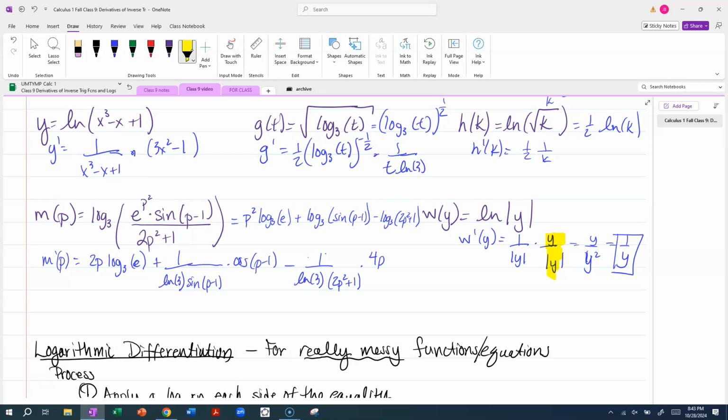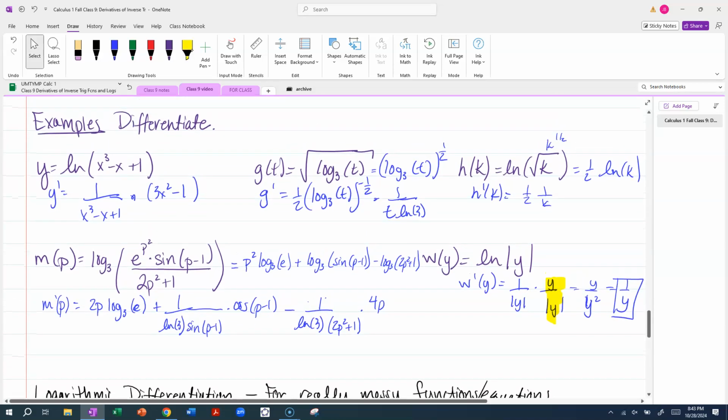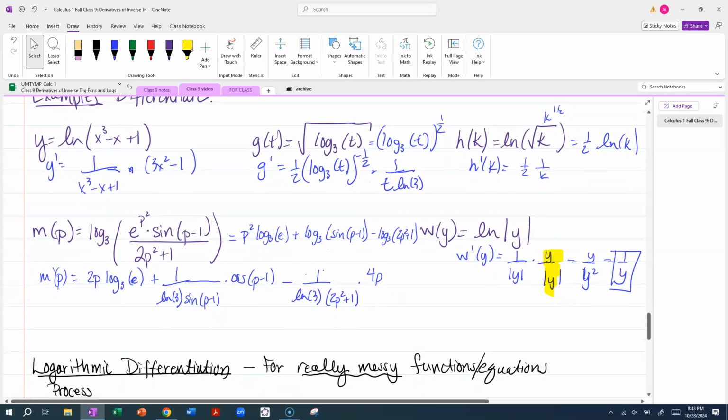Okay, so that is what we need to mention about derivatives of logarithms. And next, as you can see on the bottom of the screen, we're going to talk about a different process called logarithmic differentiation and when you might want to use that.